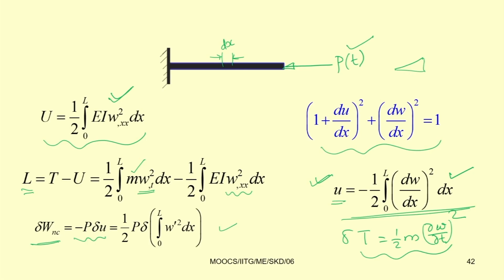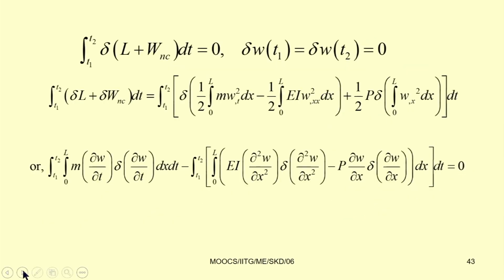The equation of motion can be easily derived by using that expression. Now, applying the extended Hamilton principle, that is, integral T1 to T2 of delta L plus delta W_NC dt equal to 0, with the condition that delta W at T1 equal to delta W at T2 equal to 0, we can find the equation of motion.